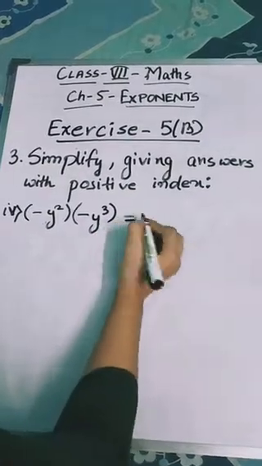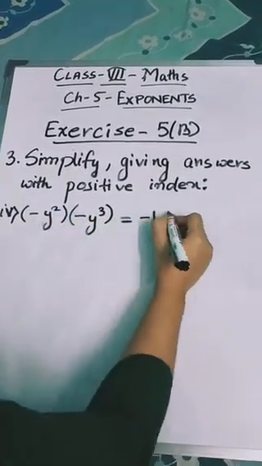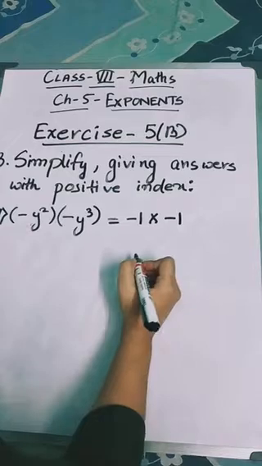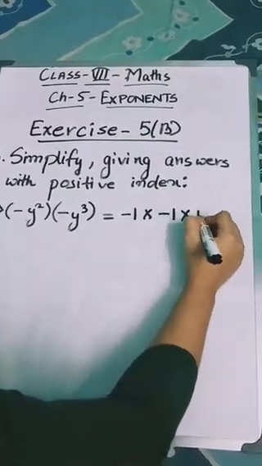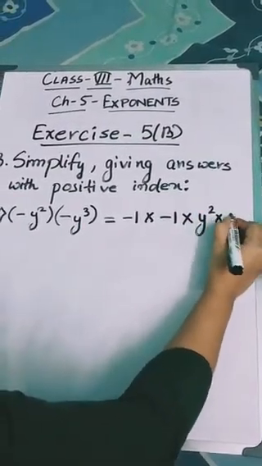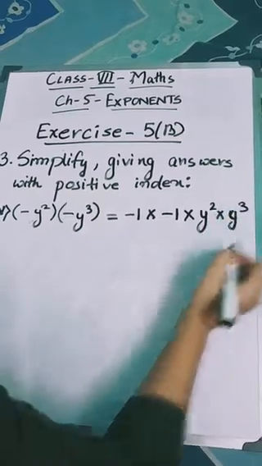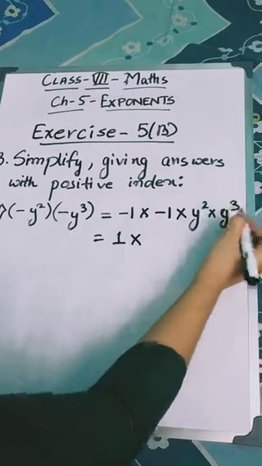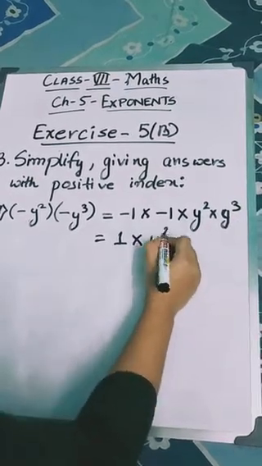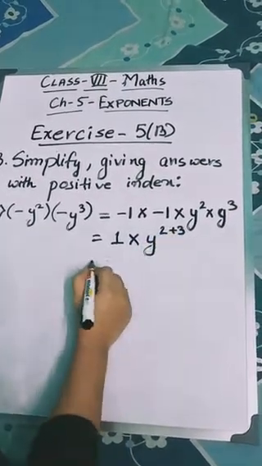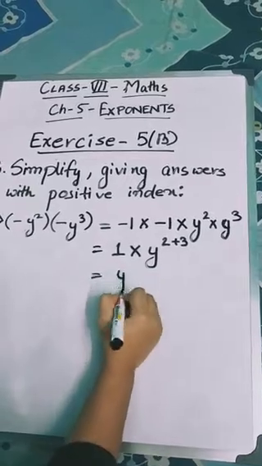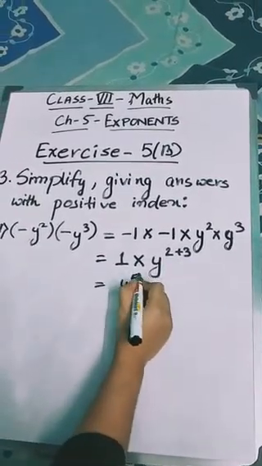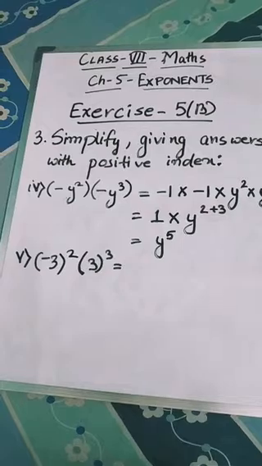So first of all, take minus 1 out of both the numbers. So it will be minus 1 into minus 1, y square into y cube. So minus 1 into minus 1 will be 1. And y square and y cube, it will be y to the power 2 plus 3. So it will be y to the power 5. And 1 multiplied to any number will give you the same number.